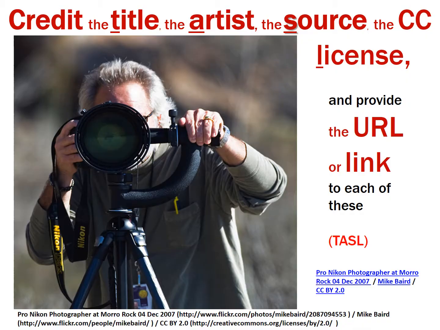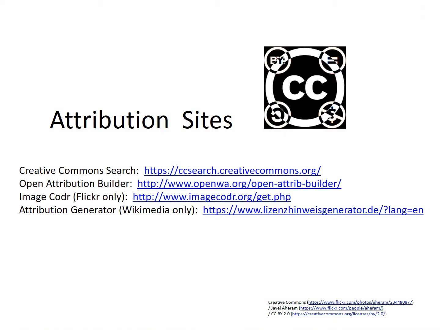It's not too difficult to construct an attribution, but there are also websites available that can help you do this. 4 of these are the Creative Commons search site, Open Attribution Builder, Image Coder, which can only be used with Flickr, and Attribution Generator, which can only be used with Wikimedia Commons.